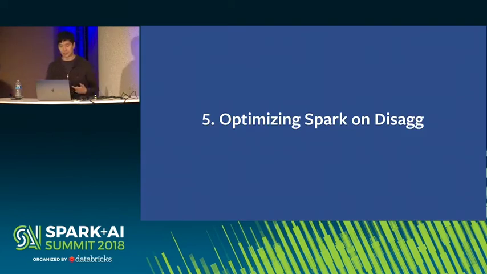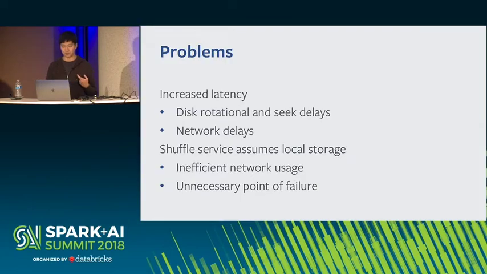So I want to talk more about how we actually optimize Spark on Disagg. We actually have some problems, as you can imagine, going to this different architecture. The first main thing that stands out is that we have a lot of increased latency.